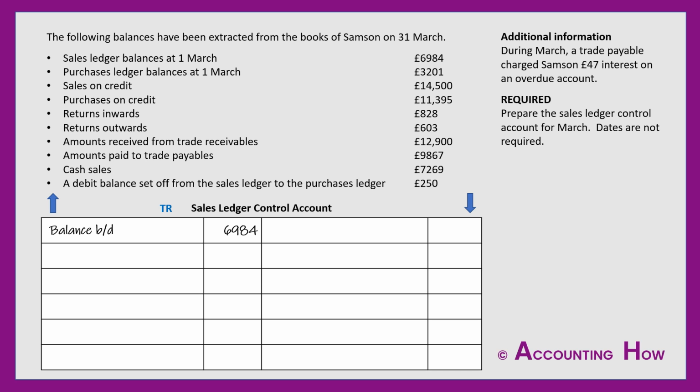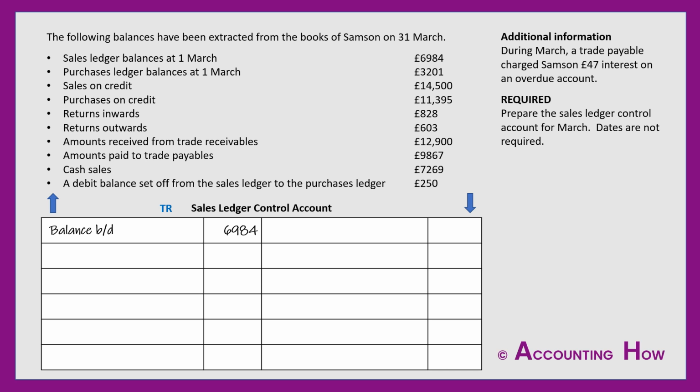The first thing I've got then, you'll see I've entered the opening balance, which has come from the top of the list of items for Samson. The sales ledger balances at the 1st of March was £6,984. So immediately we're owed that amount of money, which is why it's gone on the debit, because before I put that in, the account was empty. It looked like we weren't owed anything from our trade receivables, but actually we're already owed 6,984, so we're straight away increasing what we're owed. It's gone onto the debit.